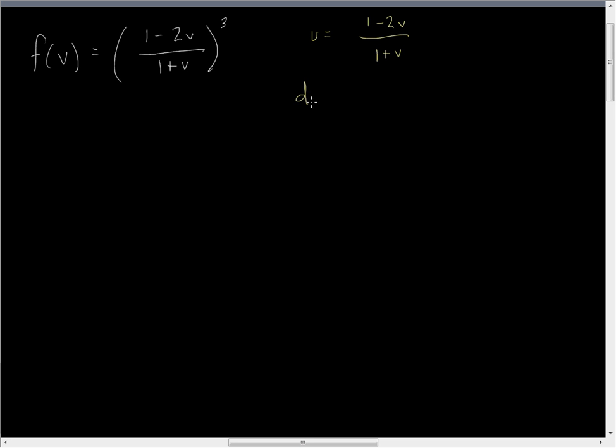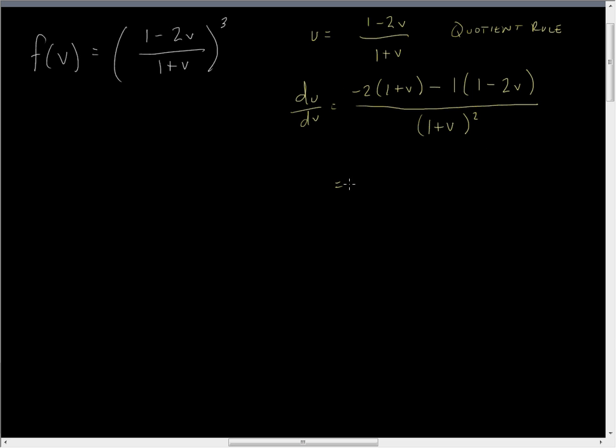And here, du/dv is equal to the derivative of the top. And so remember, this is going to be the quotient rule. We have to utilize the quotient rule when we take the derivative. Okay, quotient rule says we take the derivative of the top times the bottom. So the derivative of the top is negative 2 times the bottom, 1 plus v, minus the derivative of the bottom, which is 1, times the top, which is 1 minus 2v, all over the bottom squared.